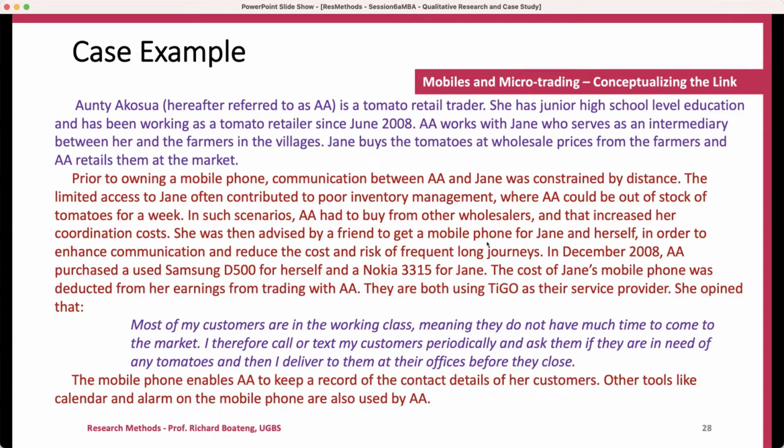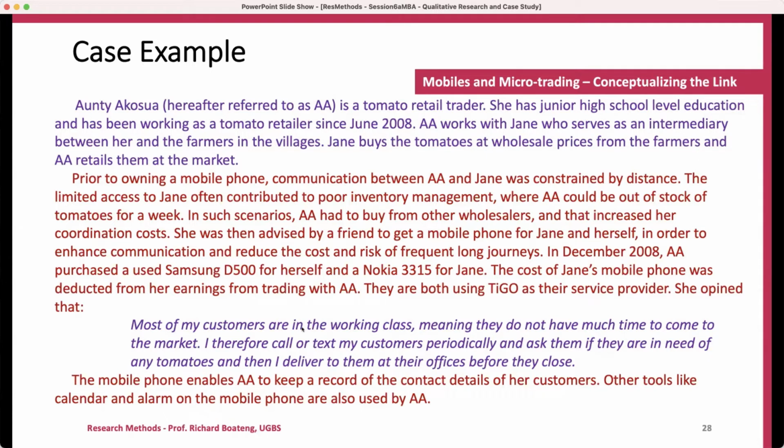Then it goes on to talk about the issue that led her to buy a phone. Then it talks about some things from her own viewpoint. She opined that most of my customers are working class, meaning they do not have much time to come to the market. I therefore call or text my customers periodically and ask them if they are in need of any tomatoes, and I deliver them at their offices. It's telling you something that she's doing.